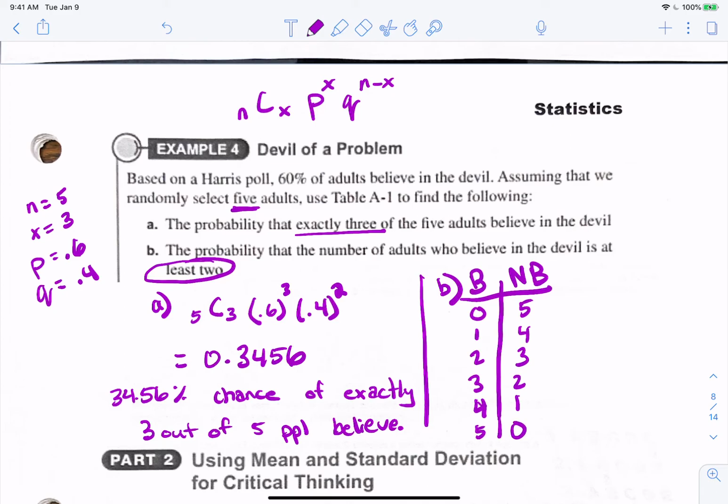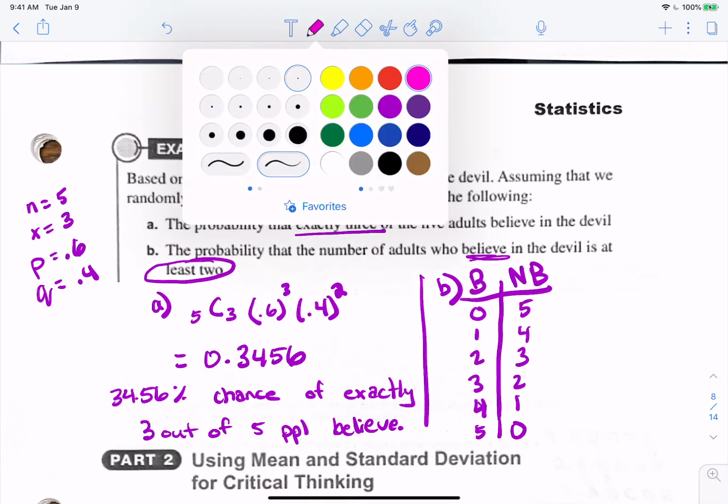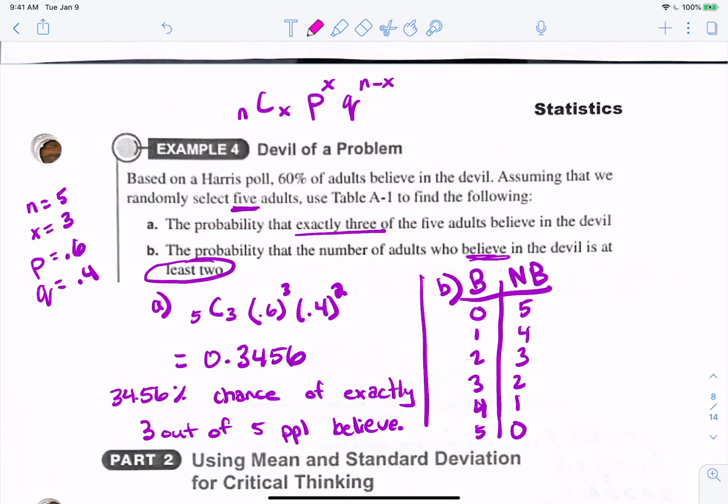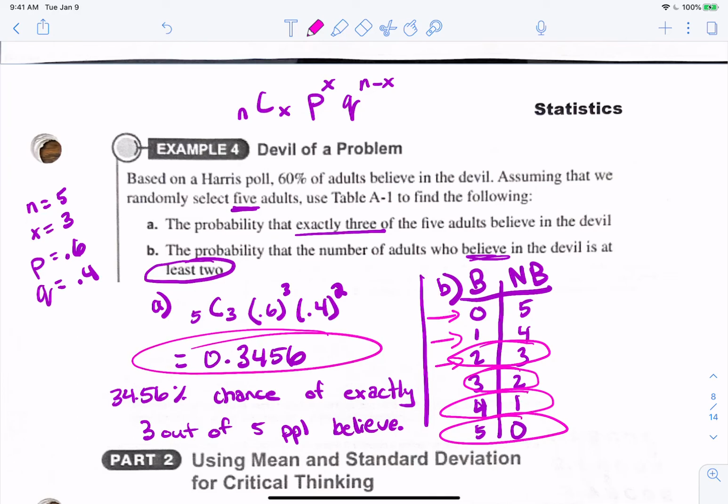We want at least 2 of them to believe. Is the first combination at least 2 believing? No. Second combination? No. Third combination? Yes. Fourth? Yes. Next one? Yes. Next one? Yes. Now, when I write this up, we have 6 total combinations, and we want 4 of them, which means I'm going to have to do this thing 4 times. Not happening.